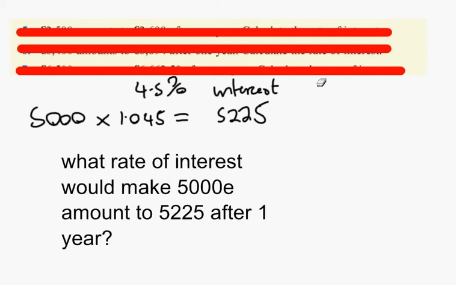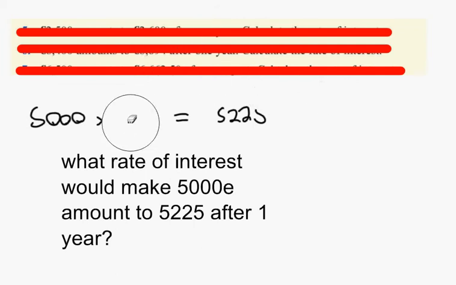Okay, now the whole point of the question is you actually don't know that it's 4.5%. I was just showing you that if you were to know it, that's what you would do. So at this point in time, you only have two pieces of information. You have 5,000 and you have 5225. They're the only two pieces of information you have.